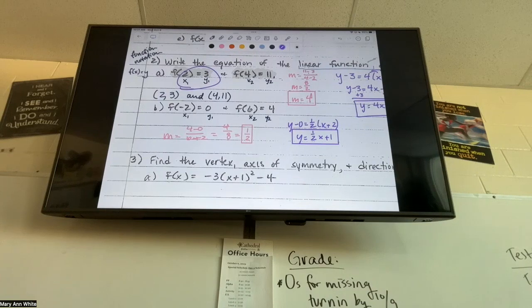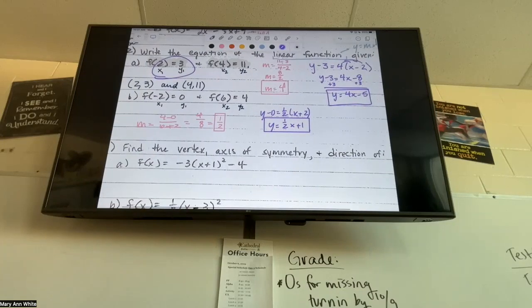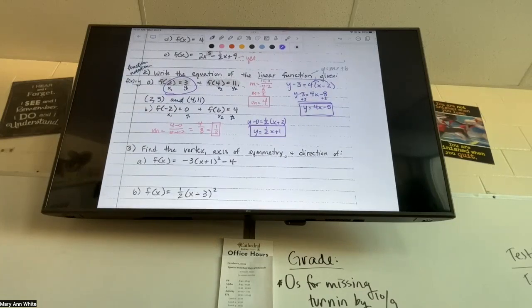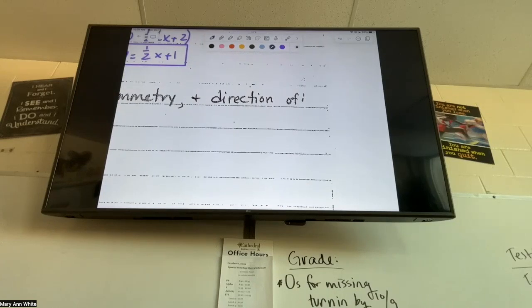Okay, now I think for the rest of today, we're going to focus on our quadratics. We're going to focus on our vertex, axis of symmetry, and direction of our quadratic equations. In the past, a lot of times we see quadratics in standard form, ax squared plus bx plus c. That's my standard form. I want to do vertex form.